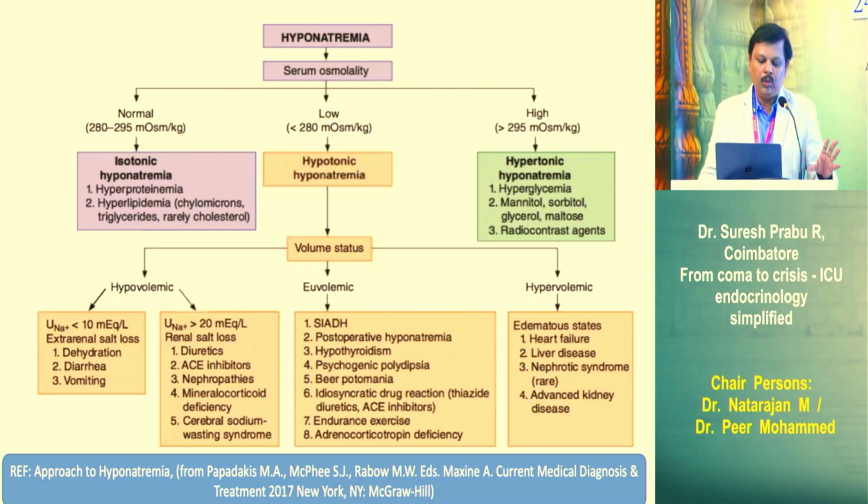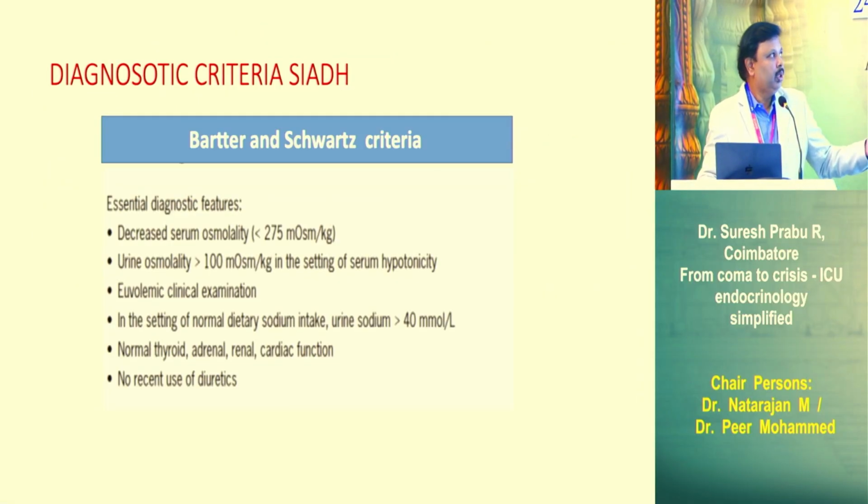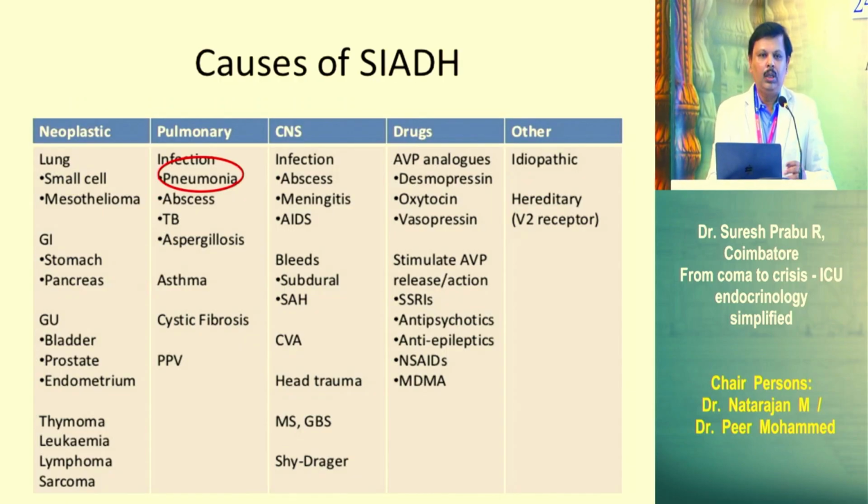Cortisol deficiency and hypothyroidism were ruled out, and this is what Bartter's criteria say to diagnose SIADH: decreased serum osmolality, inappropriately normal urine osmolality, euvolemic status, and ruling out all other precipitating factors for hyponatremia. If this is present, the patient has SIADH. There are multiple causes for SIADH. For want of time, not going into this one. Neoplastic, pulmonary, CNS, and drugs. Both drugs and other conditions should be monitored in this patient.